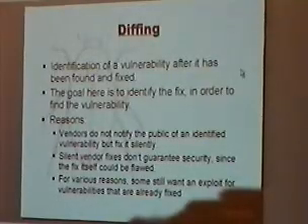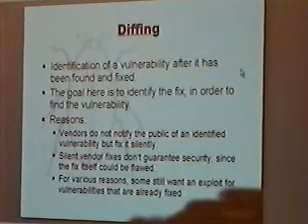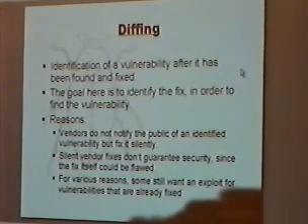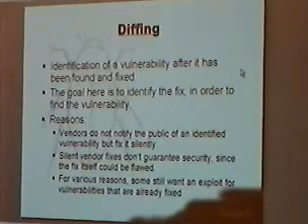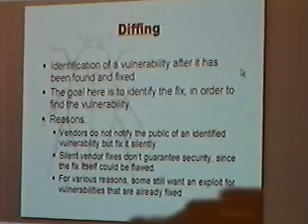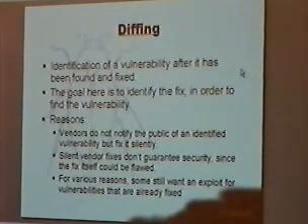Another method, diffing. Diffing is identification of a vulnerability after it has been fixed. So the goal here is basically to find what vulnerability was fixed. And we had a talk already on this, so I'll be pretty quick on it. Reasons, of course: vendors do not notify the public, so you might want to know if they fixed a buffer overflow vulnerability in their code or not.